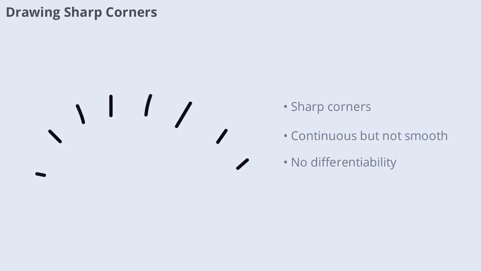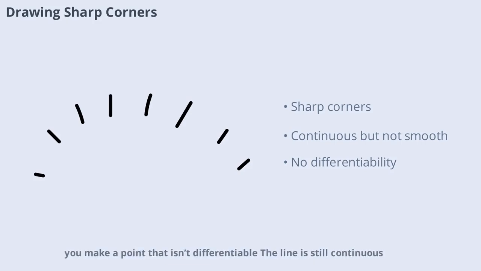Now try drawing a zigzag line with sharp corners. Each time you change direction suddenly, you make a point that isn't differentiable. The line is still continuous, but those sharp corners break the smoothness. That's the difference between just being continuous and being differentiable.